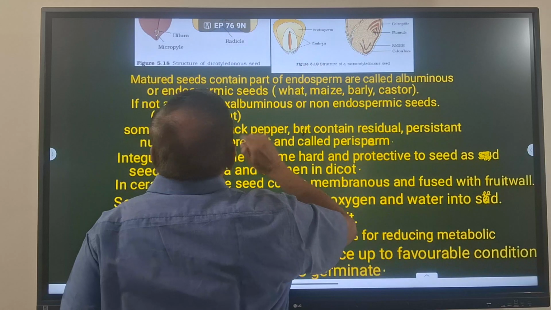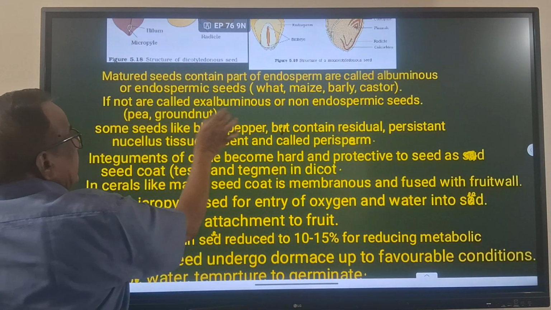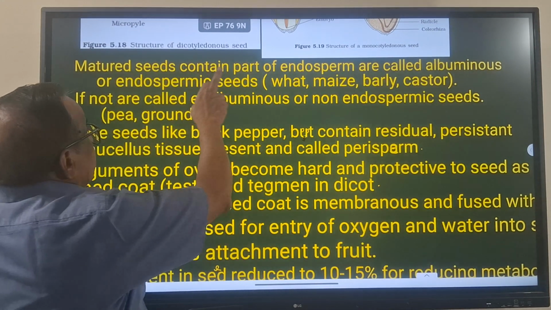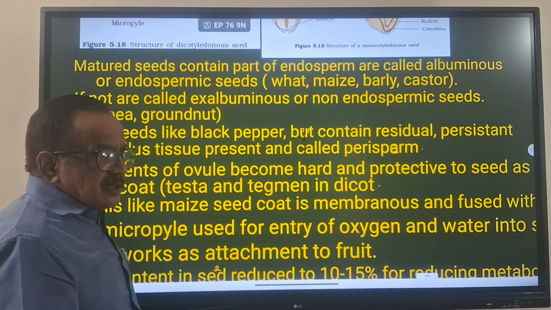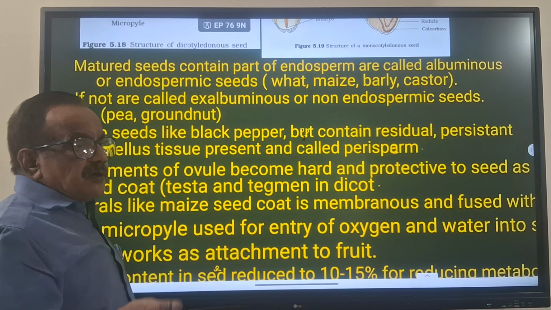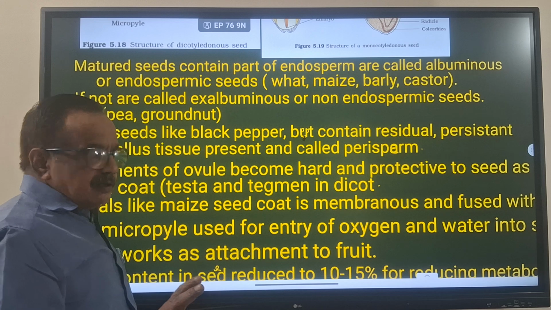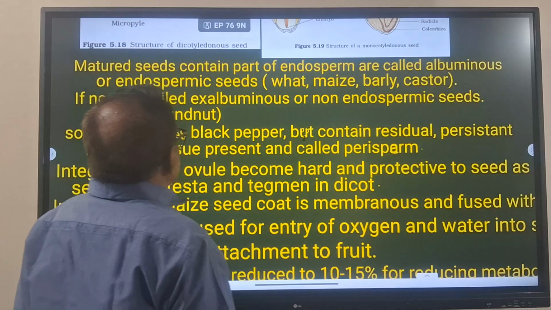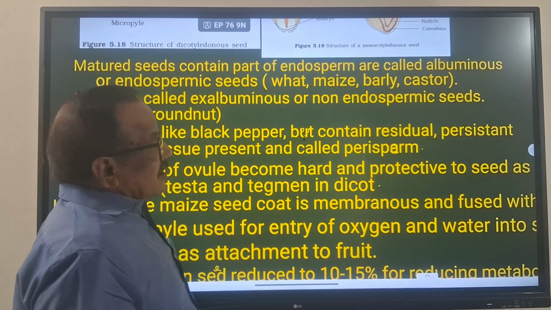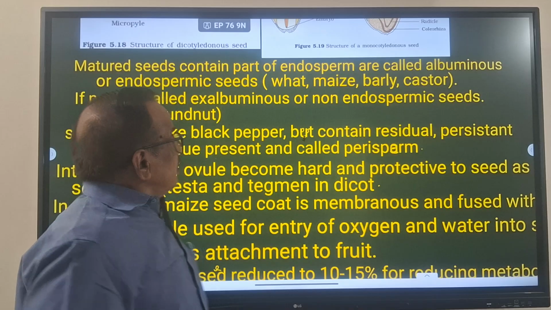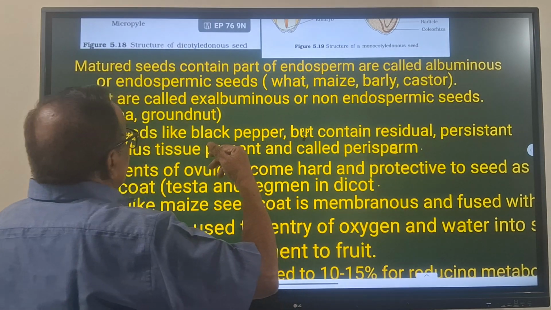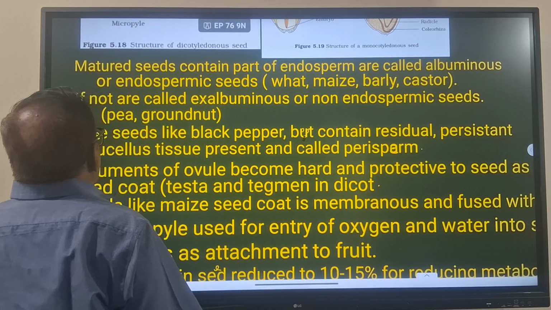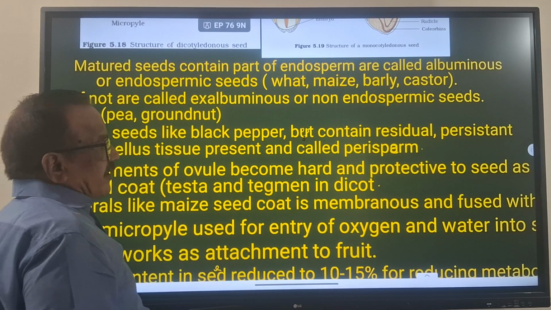Now, if the endosperm is completely consumed by the developing embryo, then no endosperm will be present in the matured seed. Then it is called ex-albuminous or non-endospermic seed. They do not have the endosperm. Examples, pea and groundnut have been given.